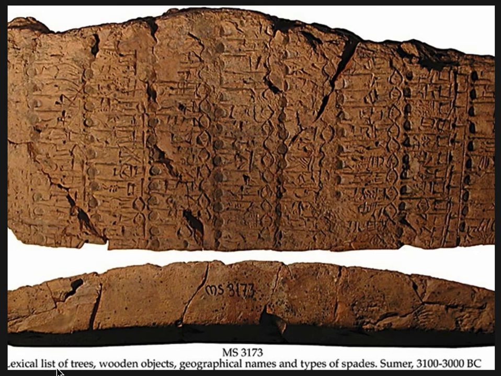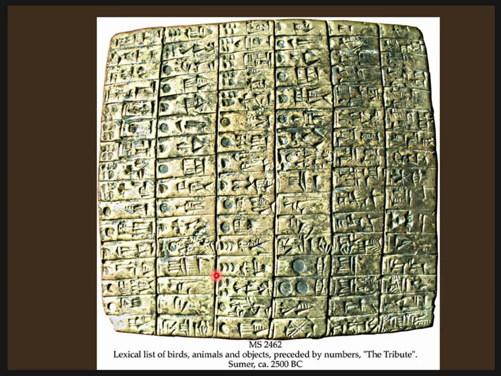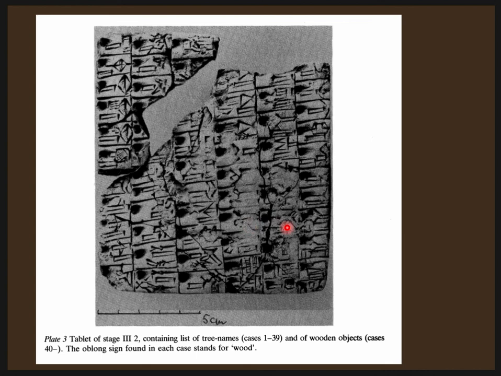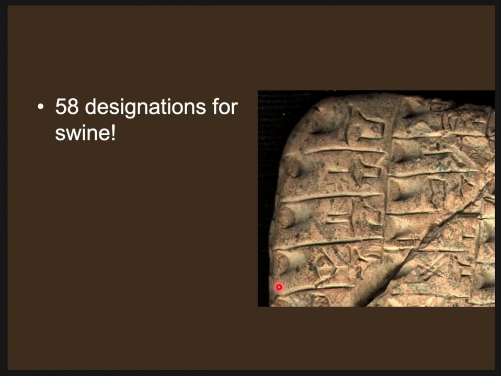For example, this one gives us a list of trees, wooden objects, geographical names, and types of spades. This one gives us a list of birds, animals, and objects, right, with the numbers showing tribute. This one contains a list of tree names and wooden objects. And this particular tablet shows the designations of different kinds of pigs or swine.